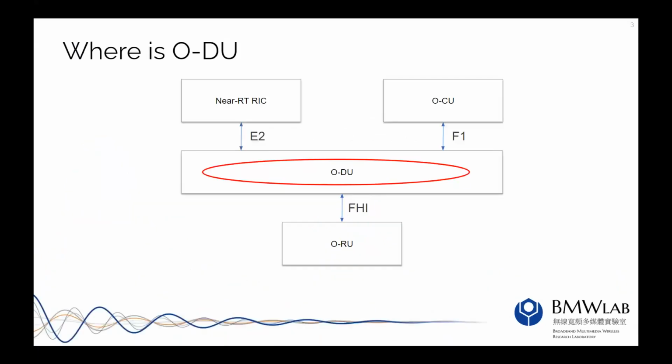First, I think we need to figure out where ODU is, and as we can see, ODU is in the middle part. For upper level architecture, ODU connects to the near real-time RIC with the E2 interface and connects to OCU with the F1 interface. For lower level architecture, ODU connects to ORU with the fronthaul interface, that is FHI. For this part, I think you can just remember the abbreviation. I think it's easier to memorize.